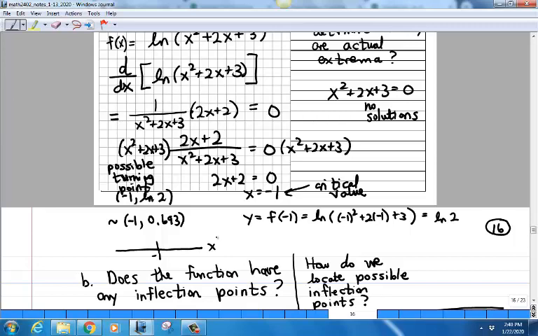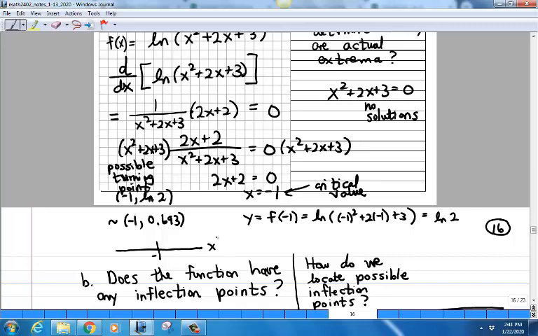Again, what happens at a turning point? What happens to the direction of the graph at the turning point? It changes from what? Increasing to decreasing, or possibly decreasing to increasing. In other words, it changes direction. At a turning point, the graph changes direction. Either it goes up and then goes down, or it's going down and it changes to going up.